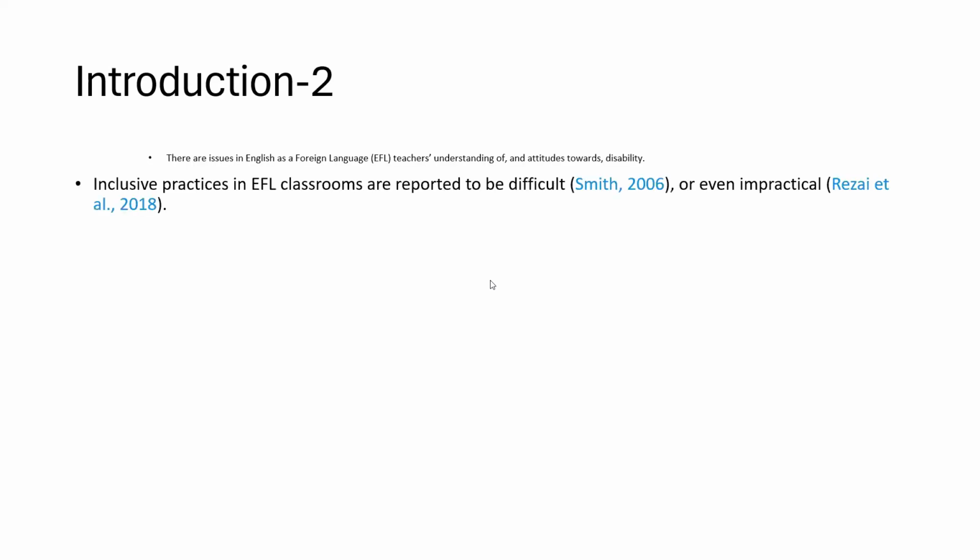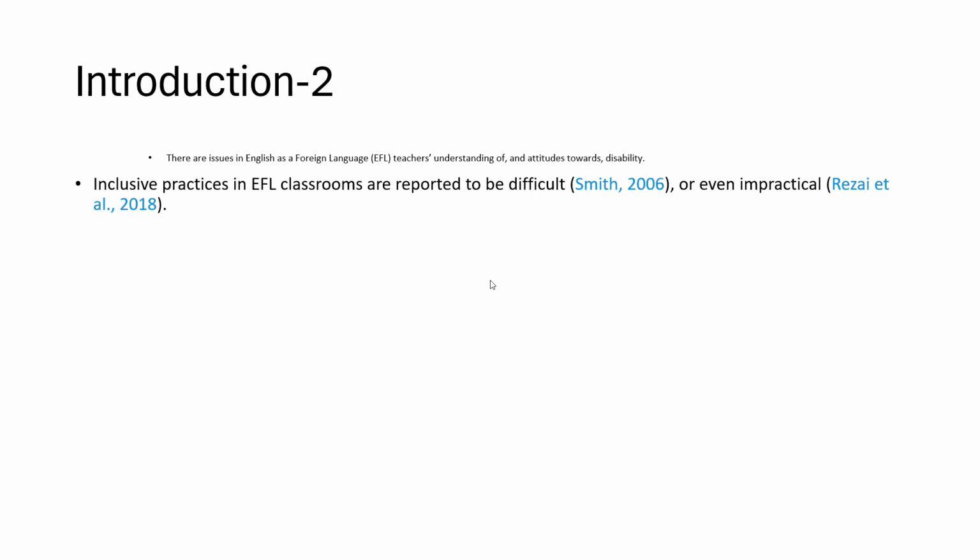EFL means English as a foreign language. The state of research warns us that there's a problem in EFL teacher professionalism. Inclusive practices in EFL classrooms are reported to be difficult and even impractical. This is the general impression of many studies in EFL inclusive classes.